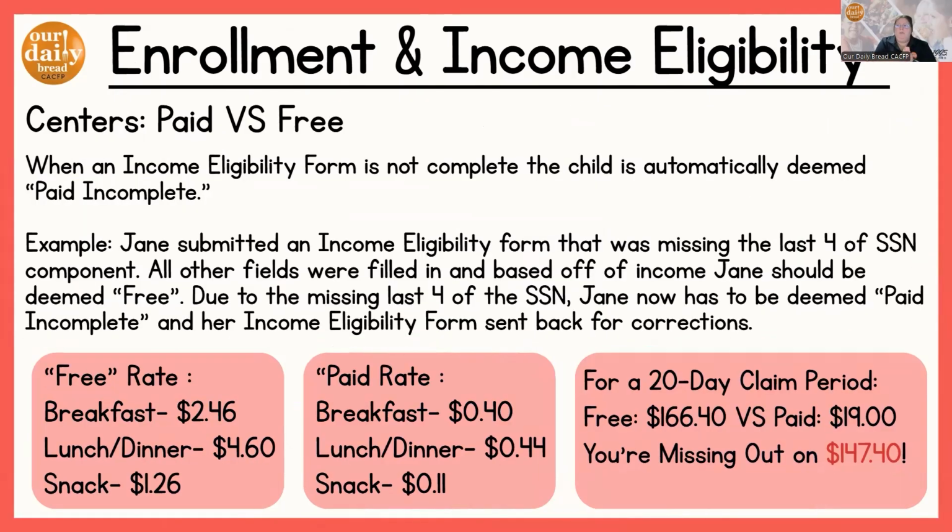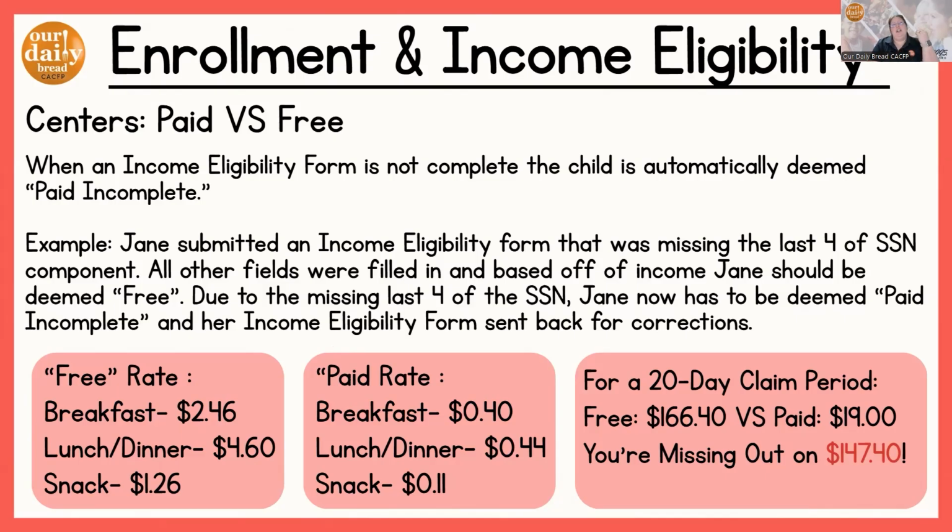And now we'll talk more about the income eligibility inside and why having that completely filled out and accurate is so crucial to your reimbursement and how it plays a part in that. So when a form is incomplete, such as missing the last 4 digits of the Social Security number, the child is automatically classified as paid incomplete. This means the child cannot be deemed correctly despite maybe meeting income criteria for free. And the form has to be sent back for correction.